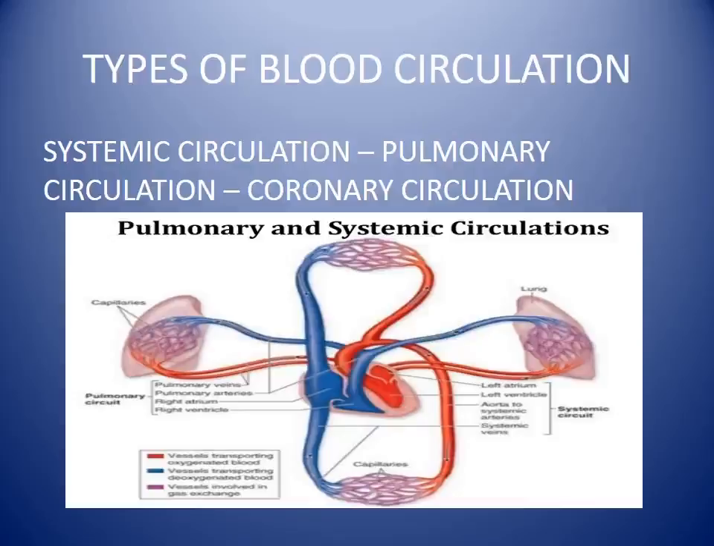Aorta carries oxygenated blood to all organs of the body. See the picture, aorta. Yesterday also I taught aorta. That aorta carries oxygenated blood going to all parts of the body, all organs of the body. That is systemic circulation.